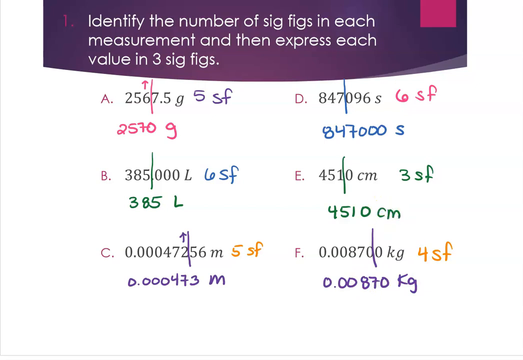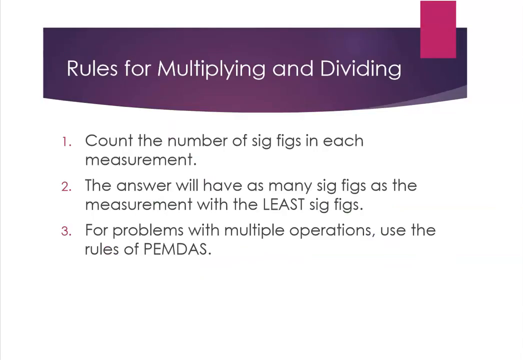So this is how we find the number of significant figures and then how we round to the correct number of sig figs. All right, so when is this useful? When we are doing calculations. So we have 2 different types of calculations we can do. We can either multiply or divide, or we can add and subtract. Multiplication and division are grouped together because they have the same set of rules. Addition and subtraction are grouped together because they also have the same set of rules.